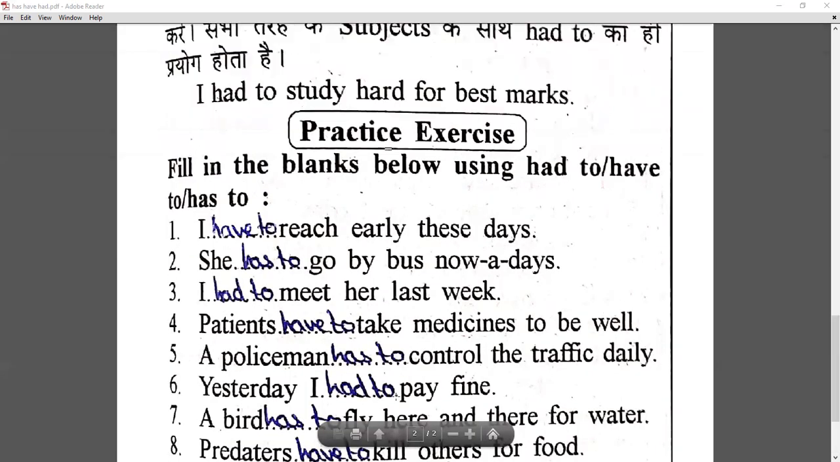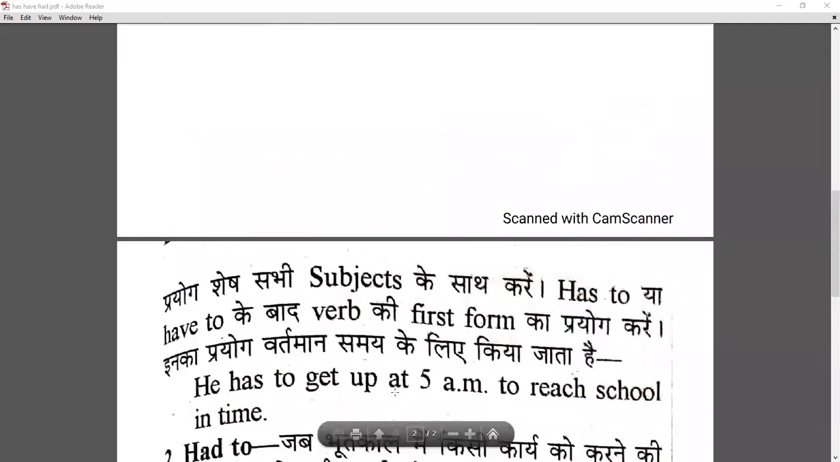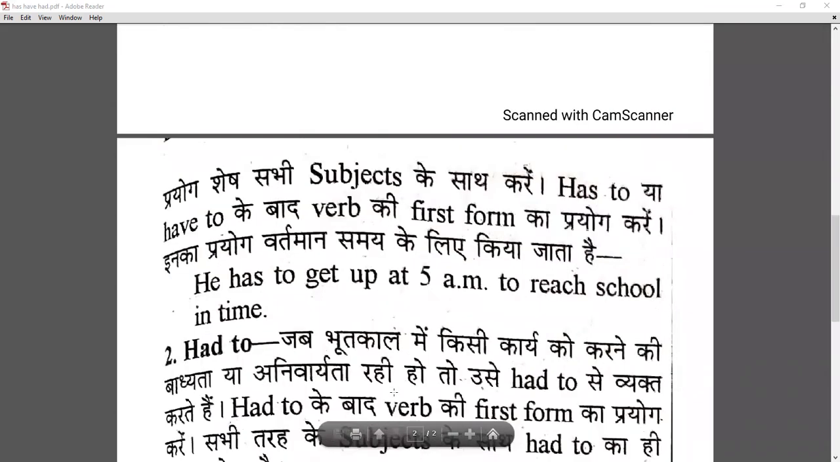So this way you can see very beautiful topic. और ये समझने के बाद में आप we are never going to make a mistake while using have to, has to and had to. Quickly remember has to and have to for present tenses, had to for past. दोनों के बाद में verb की first form. Difference is has to के साथ में you are going to have the subject as a third person singular and have to के साथ rest of the subjects. And had to के साथ does not matter it's first person, second person or third person, any kind of subject, simply use had to when the thing is of past.